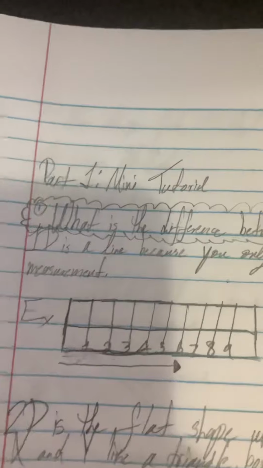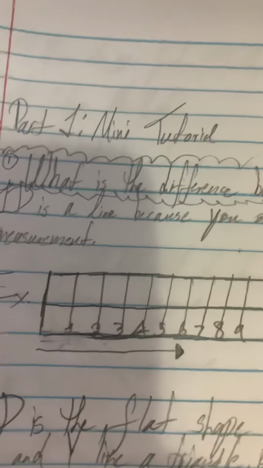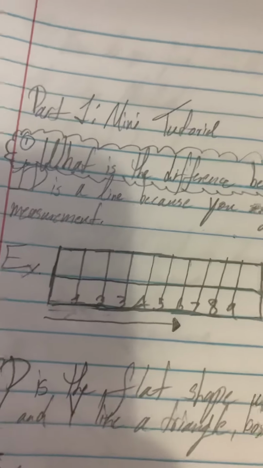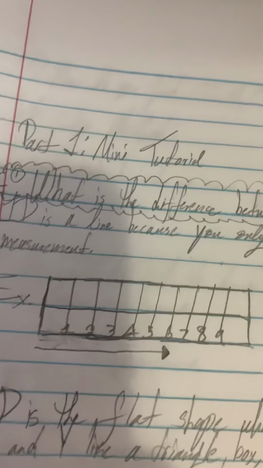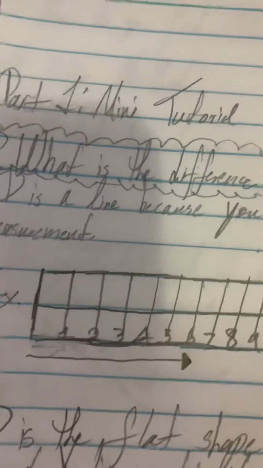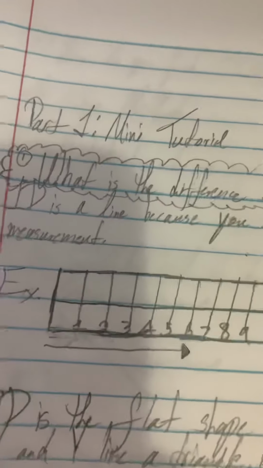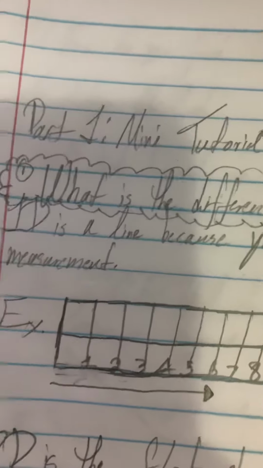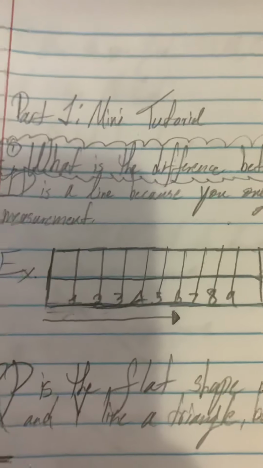Now for 1D vectors, it's usually measured in a straight line because you're only measuring a straight line measurement. For example, I chose to use a 9-inch ruler because I'm only measuring from left to right or up and down, usually with rulers. And so I chose to use this line to measure 6 inches out of 9 inches of the ruler.